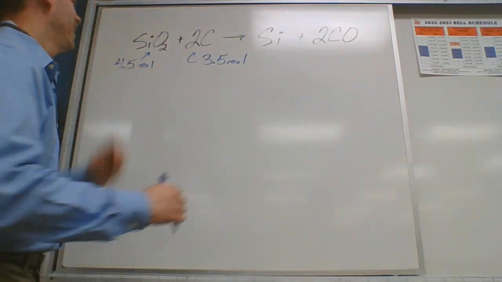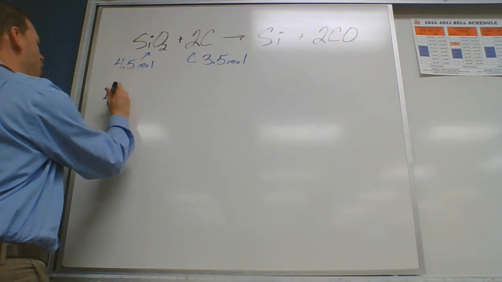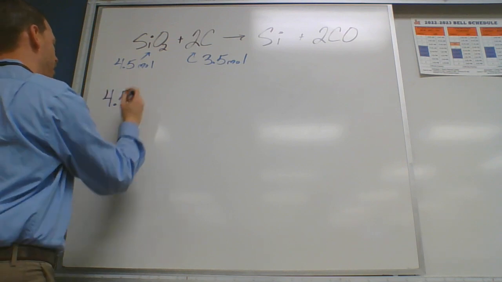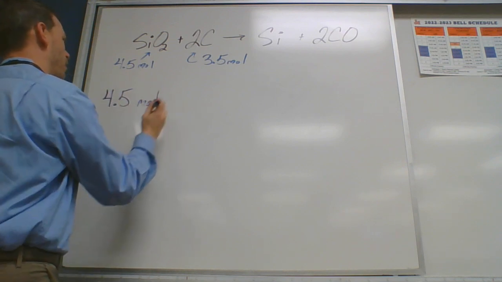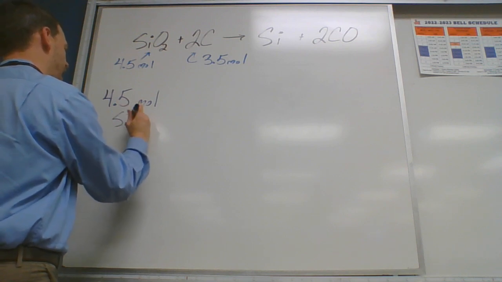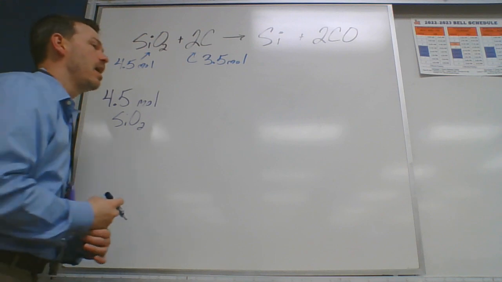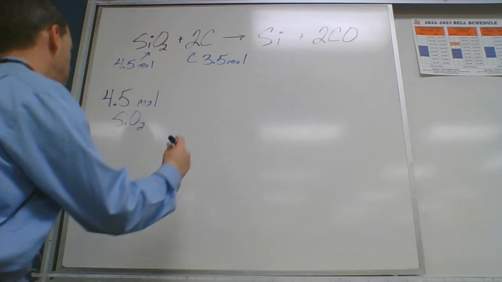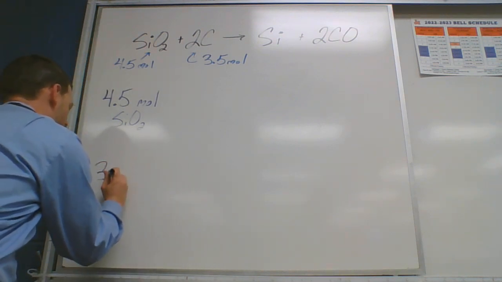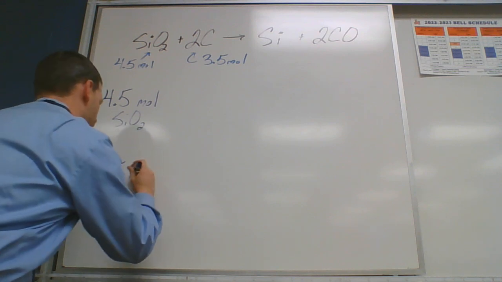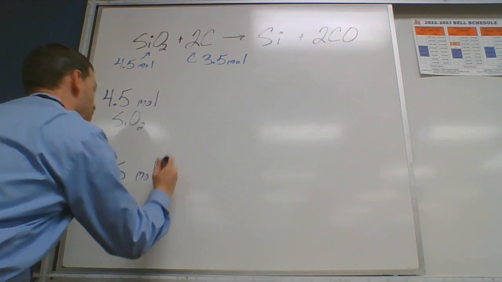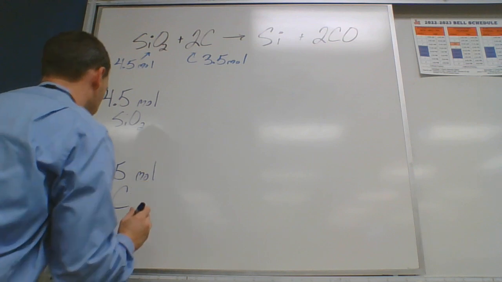So, start setting this up for me. First, I've got 4.5 moles of the SiO2. That'll be one of my starting items. I'm getting my grids going. So with space, the other one will be 3.5 moles of carbon.